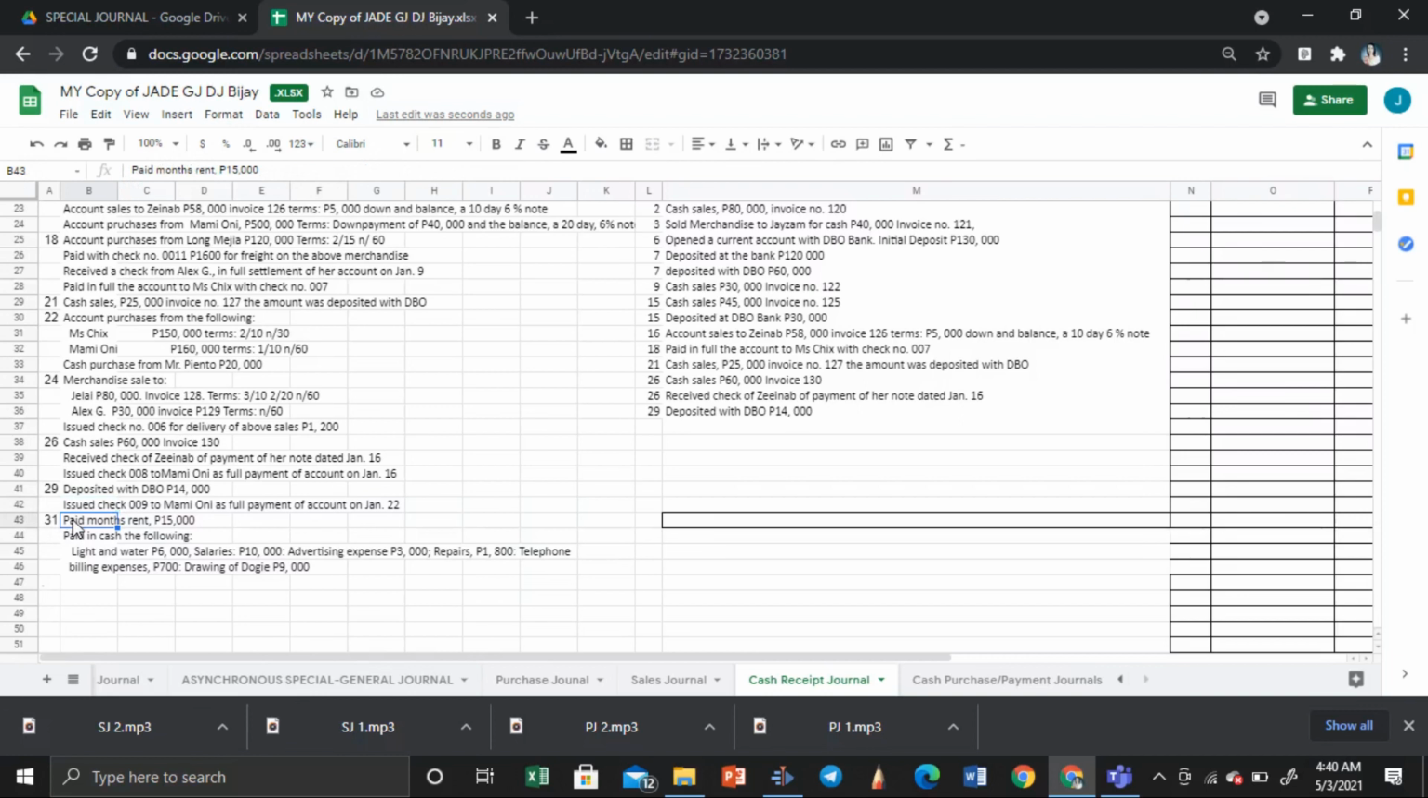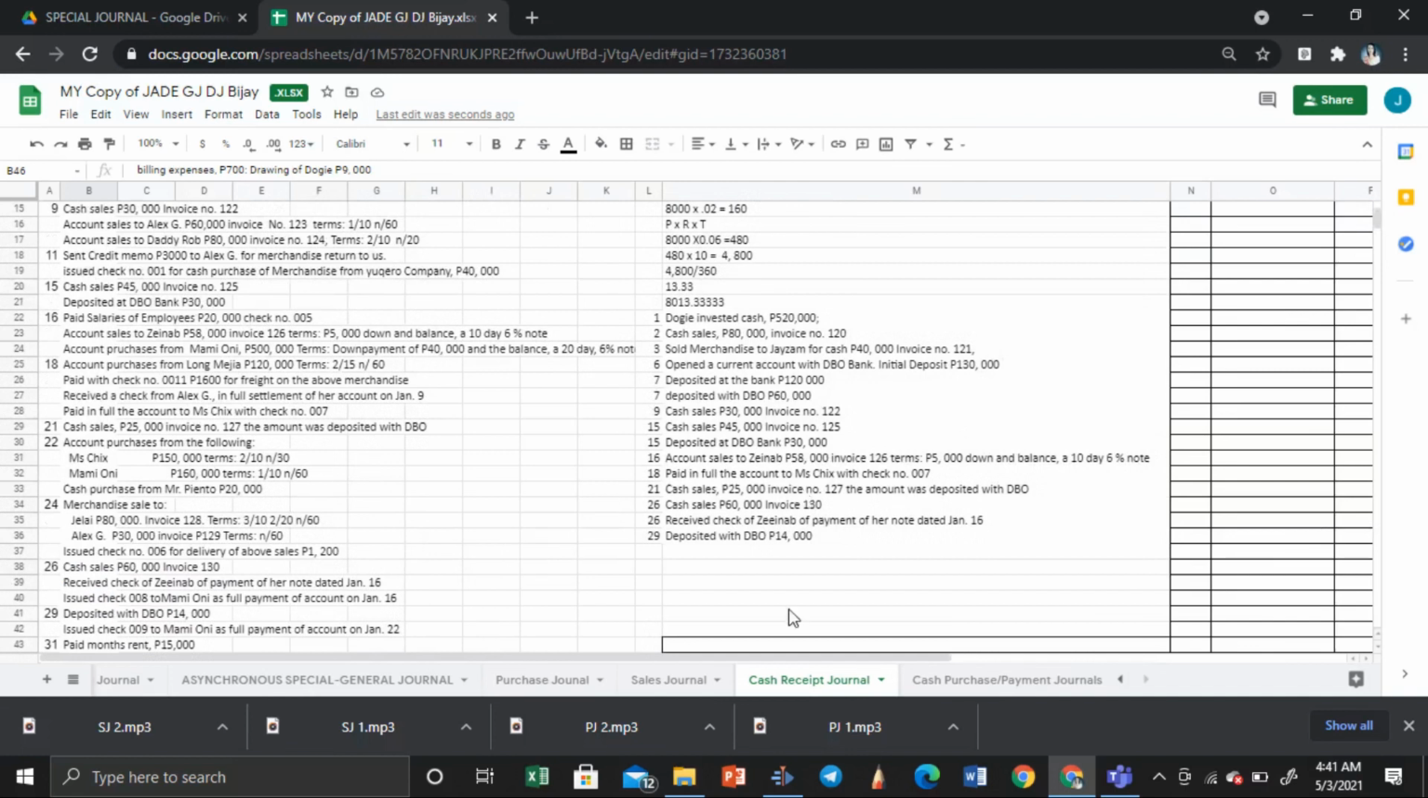Paid month's rent, 15,000. Rent expense, not included. Paid in cash, all the following. So, light and water, 6,000. Salaries expense, 10,000. Advertising expense, 3,000. Repairs expense, 1,800. Telephone expenses, 700 pesos. And drawing of doggy, 9,000. So, all in all, lahat ng expenses and even drawing is not included.